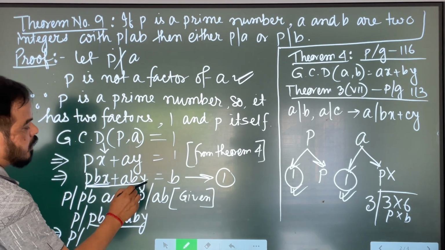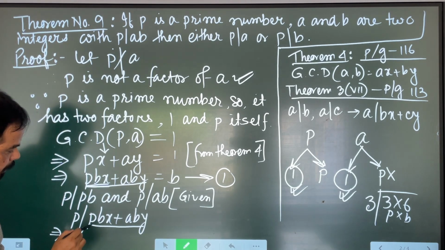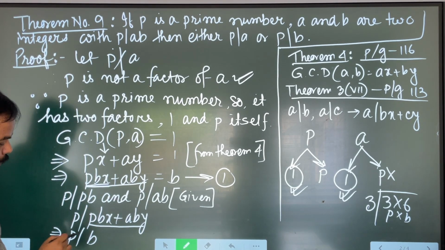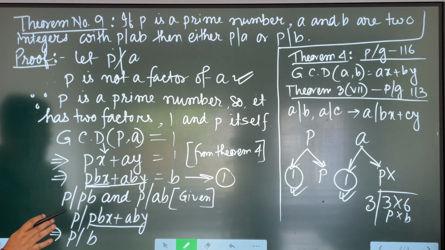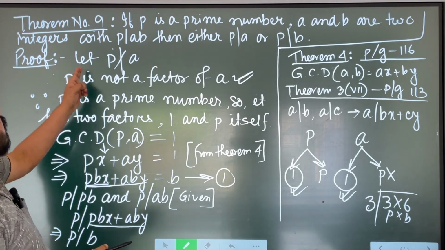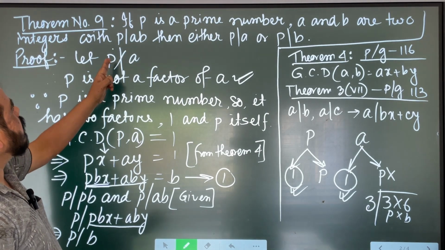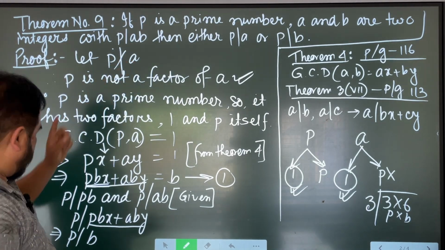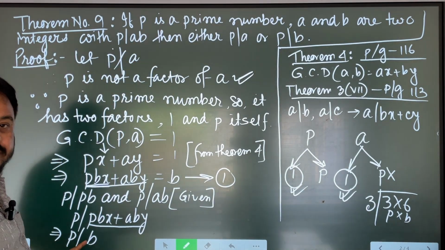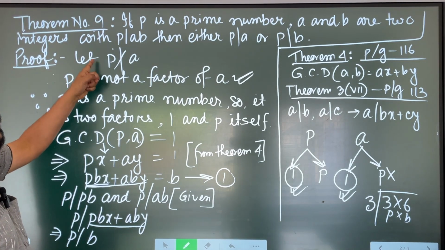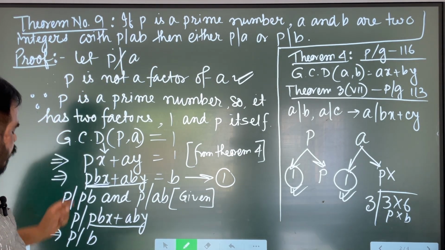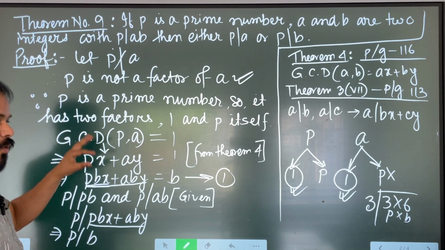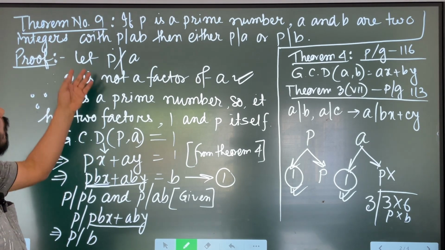PBx plus ABy is equal to B. So in place of PBx plus ABy, we can write B. So P divides B. Finish. The proof is finished. If P does not divide A, then P divides B, we have proved. Similarly, if P does not divide B, then we can prove P divides A. So vice versa, we can do this simultaneously.